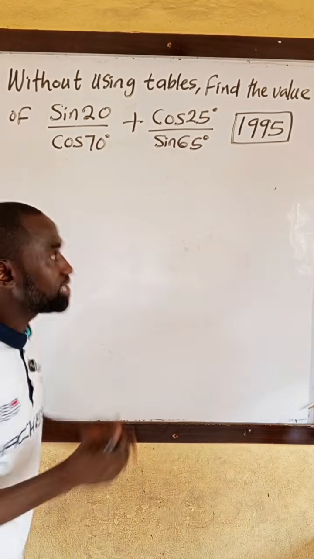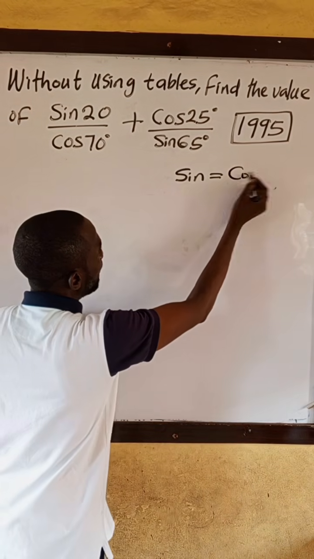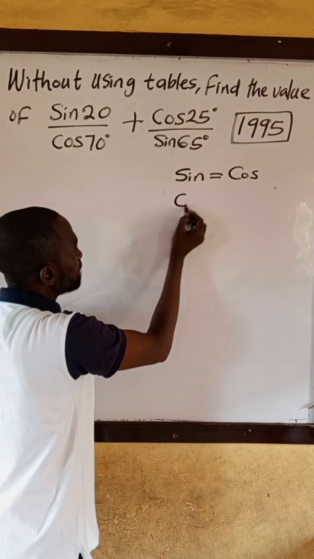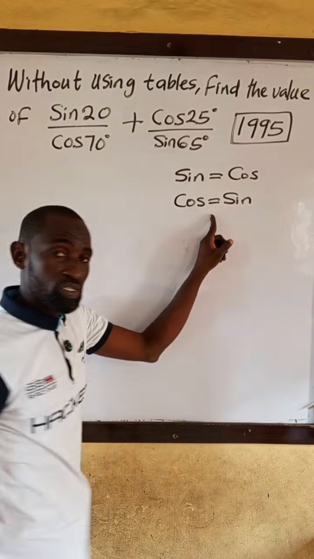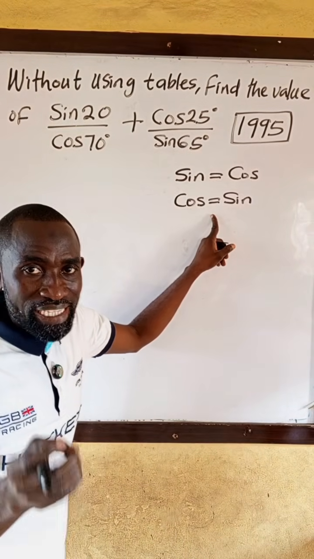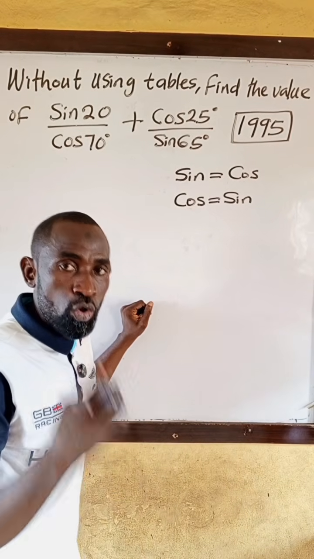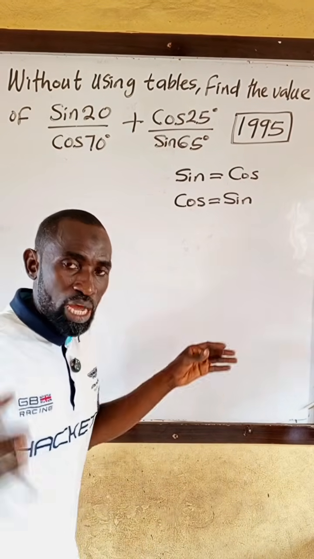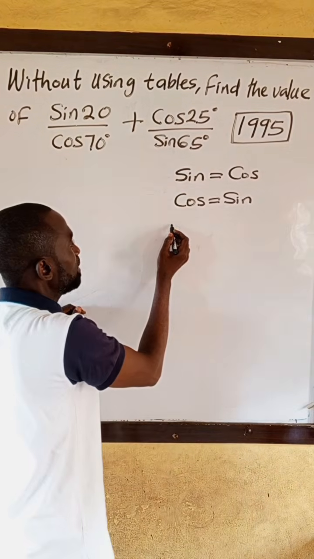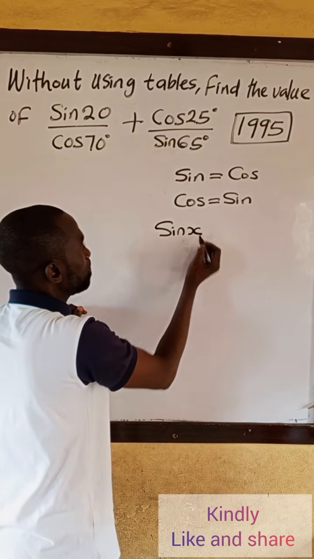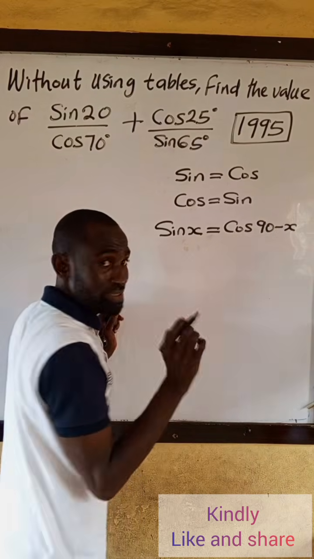Anytime in mathematics that you see sine on one side equal to cosine on the other side, or cosine on one side equal to sine on the other side of the equation, we are going to use our idea of complementary angles. What are complementary angles? Complementary angles are angles that when you add them together, you must have 90 degrees. So if I have sine of something, it must be equal to cos of 90 minus that thing. That is the principle.